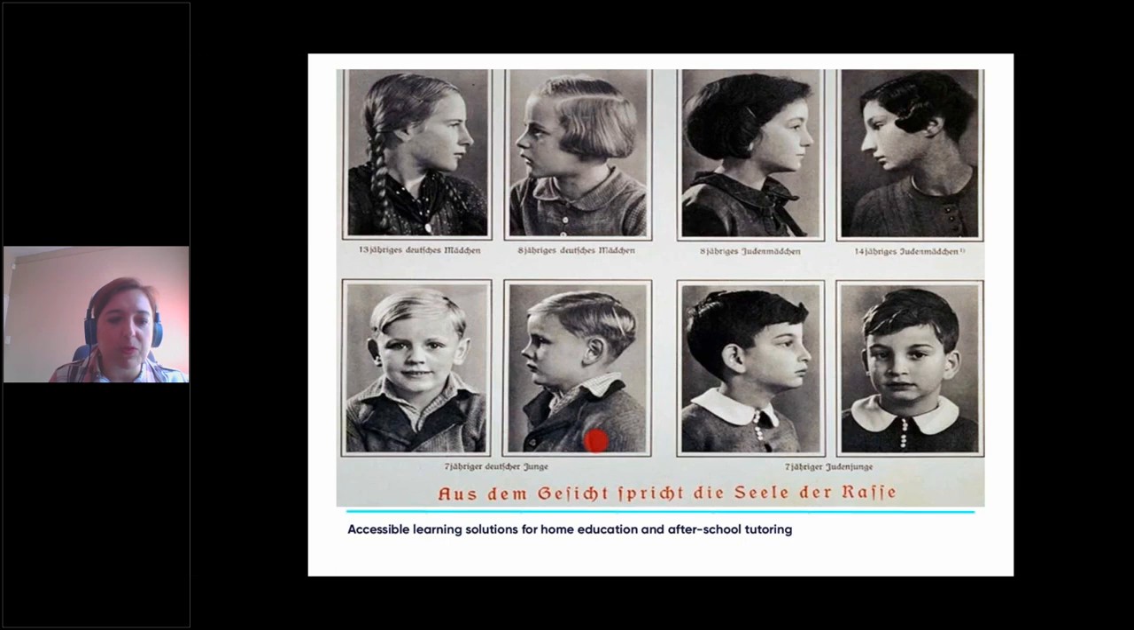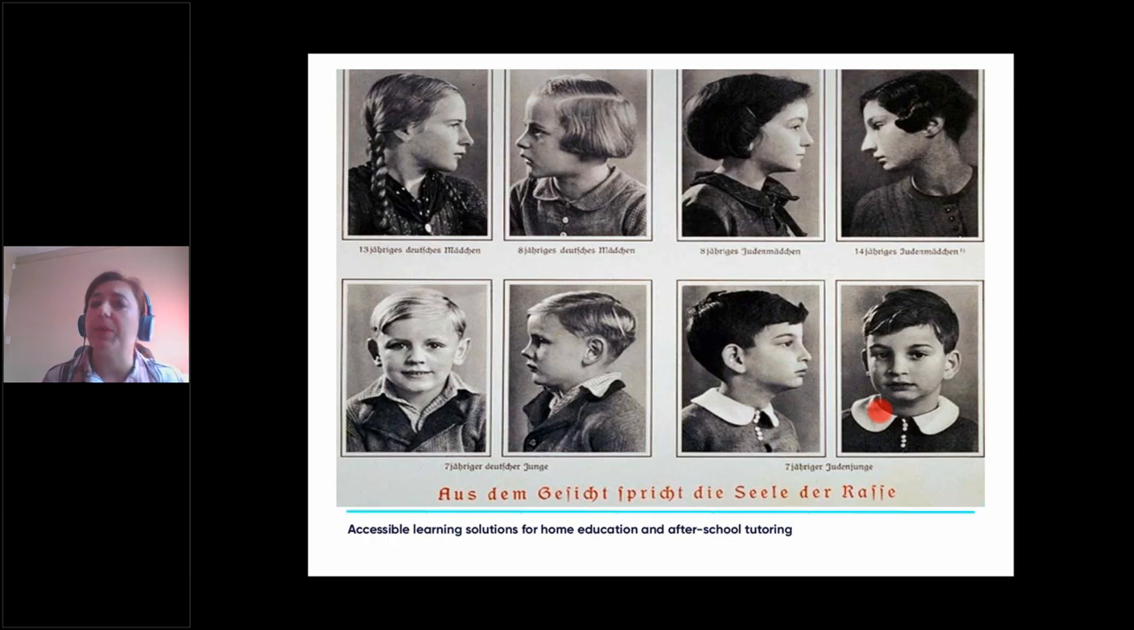On this side, you will find a 7-jähriger deutscher Junge, a 7-year-old German boy. And then you can also see the ideal characteristics or features of this boy. Obviously, the blonde hair, you can look at the nose and the eyes and the mouth, and they would regard that as being superior. And then on this side of the screen, a 7-jähriger Judenjunge, a 7-year-old Jewish boy, and then they also show the features there.